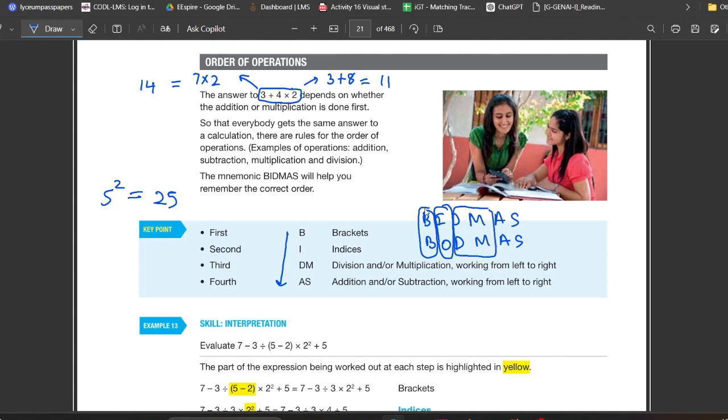First thing we are doing is brackets. Then if we see a power, we do that. Then we do division and multiplication. Finally, as fourth, we are doing addition and subtraction. That's our order of operations.